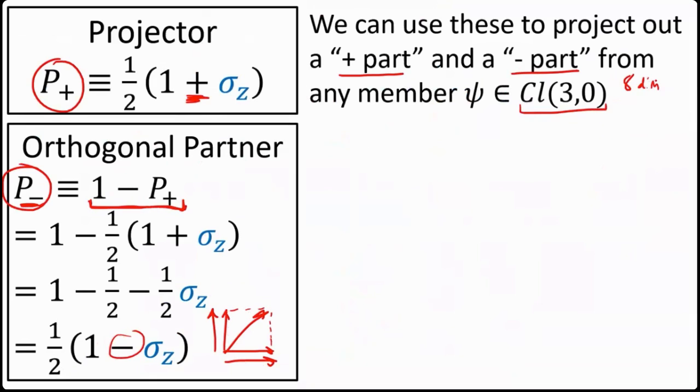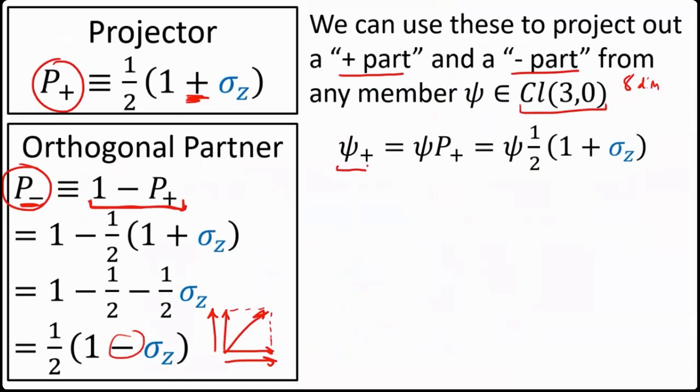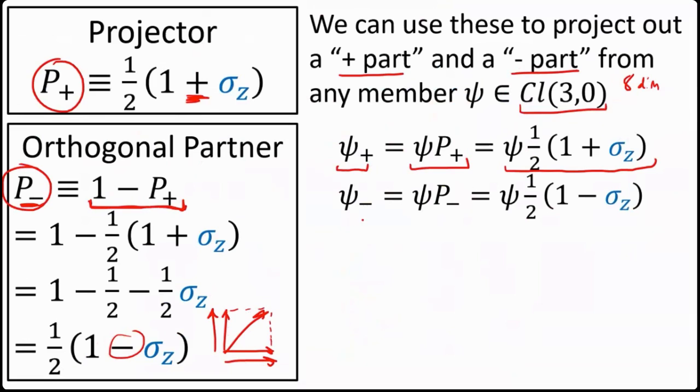So every single element in our 8-dimensional space, it's harder to visualize because this is 8-dimensional, but basically any element has a plus part, which is just the p plus projected out, and then there's also the p minus projected out part. So just as an xy vector has an x part and a y part, all of our Clifford algebra elements have a plus part and a minus part. It's obviously a lot harder to imagine in your head, but it's kind of the same idea as over here.